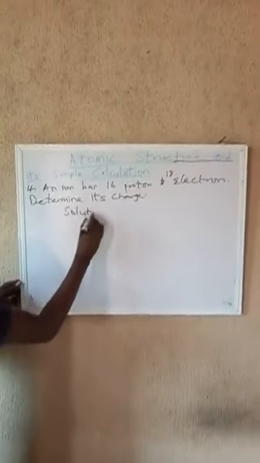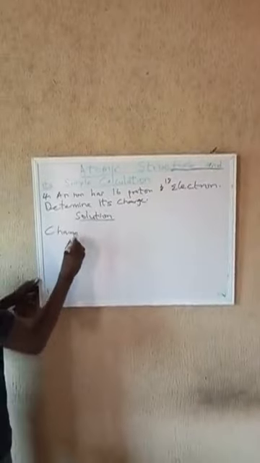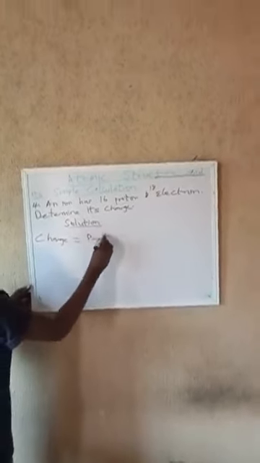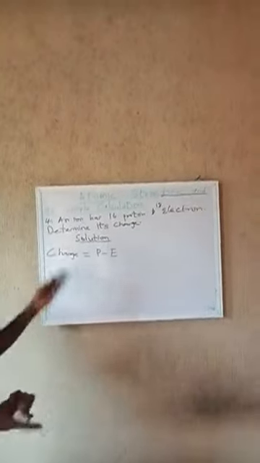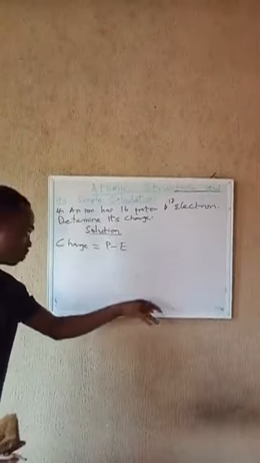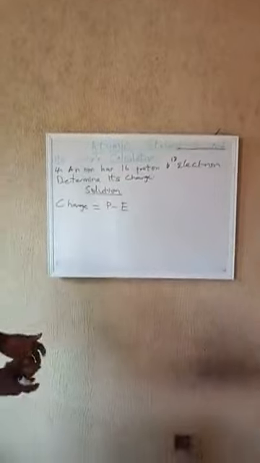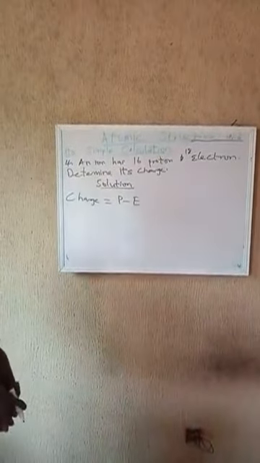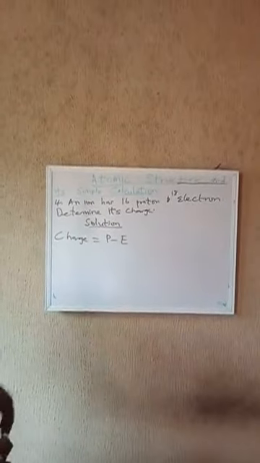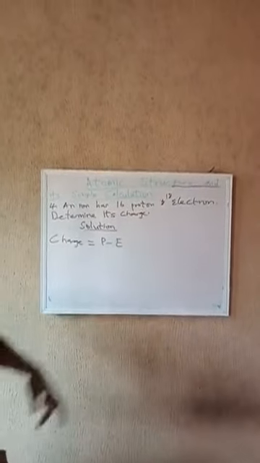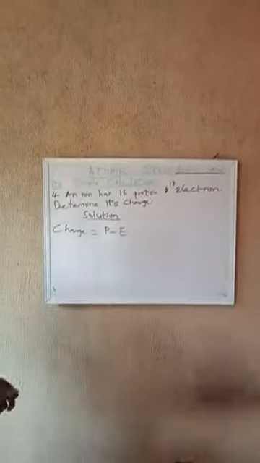There's a formula for charge, just the way we had for electron the other time. Charge is equal to proton minus electron. It's very simple to guess because we know that for a neutral atom, the proton must be equal to the electron. That means if the atom is gaining or losing an electron, for you to get the charge, you have to subtract the electron from the proton.